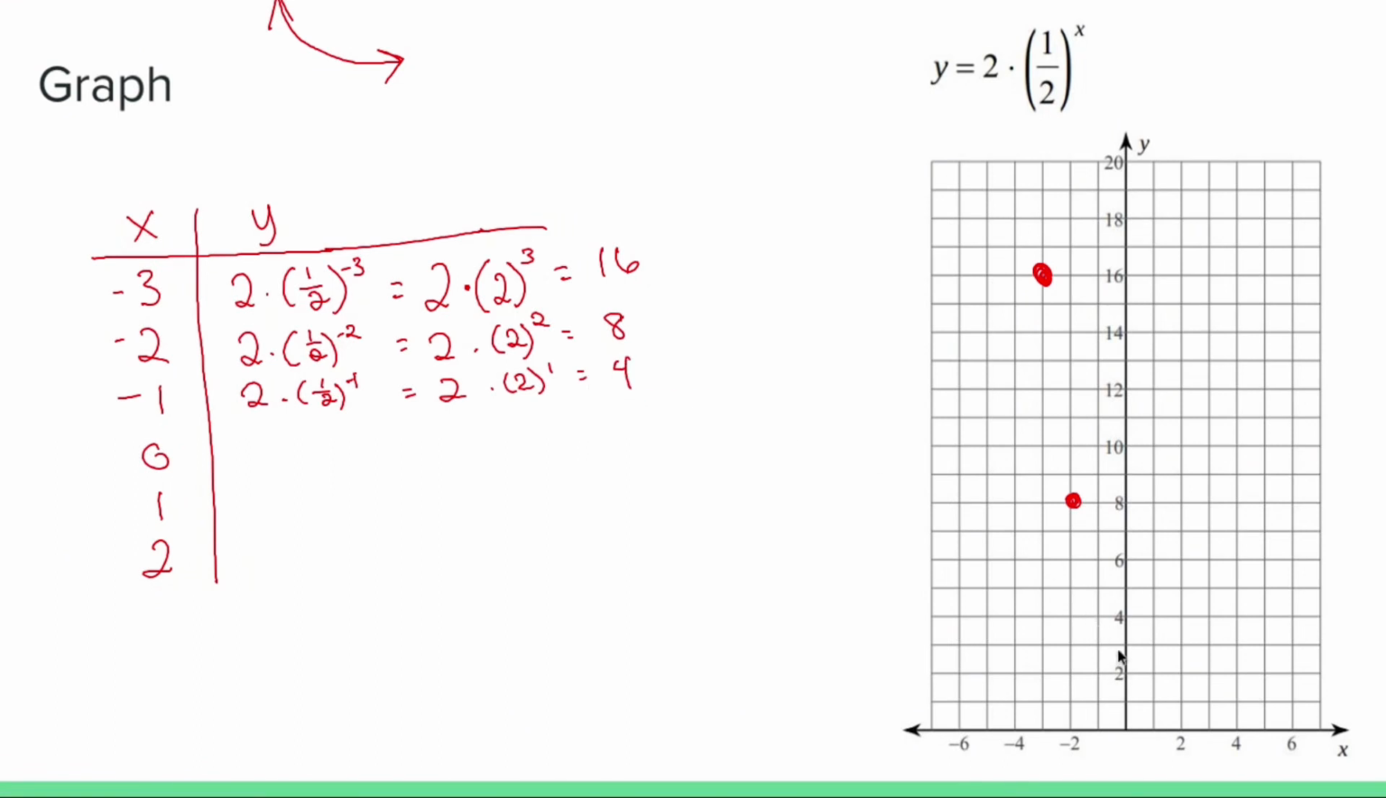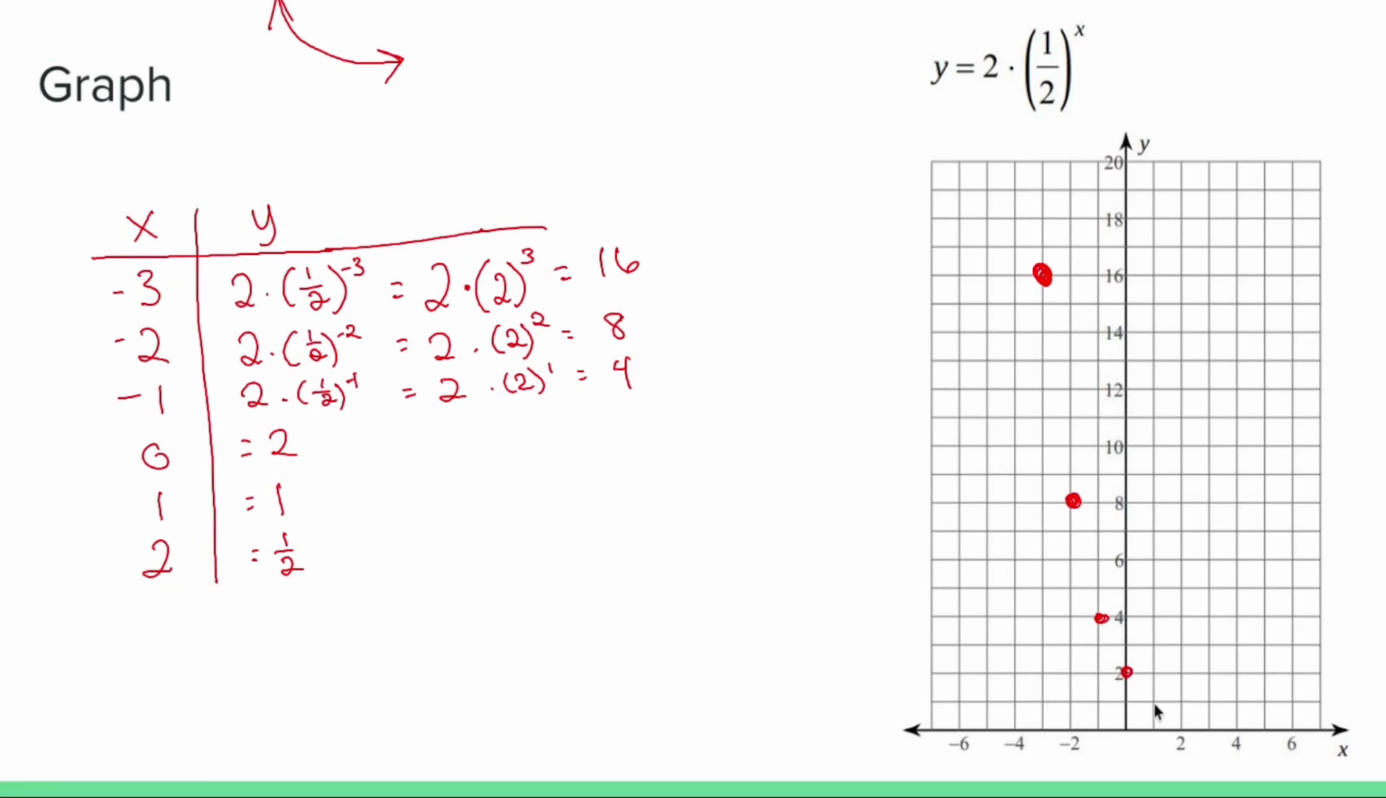Wait a minute. 16, 8, 4. These are just going down by a half every single time, which makes sense because my multiplier, my base, is a half. So I don't need to do anything more. When I plug in 0, I'm going to get half of 4, which is 2. When I plug in 1, I'm going to get half of 2, which is 1. And when I plug in 2, I'm going to get half of 1, which is a half. So this just goes down by a half every single time.